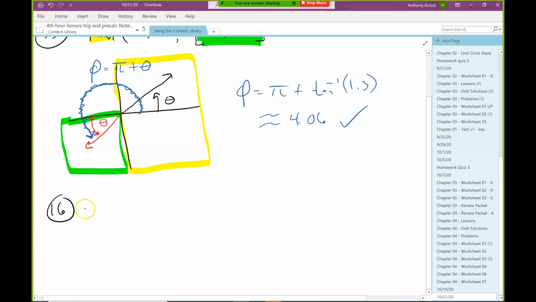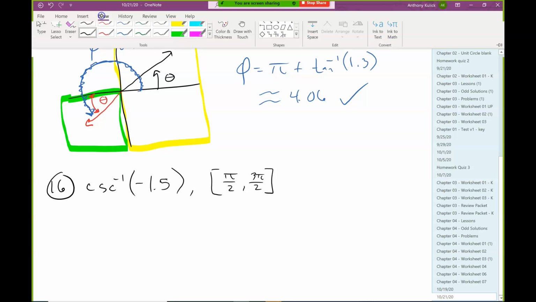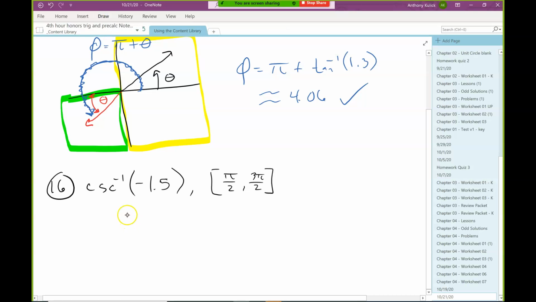So 16 is the same directions, but we're given a different trig function and a different input. So the first problem that we run into is that there's no cosecant inverse on our calculator, right? So that's the first thing that I would straighten out. Let me just pick the red.